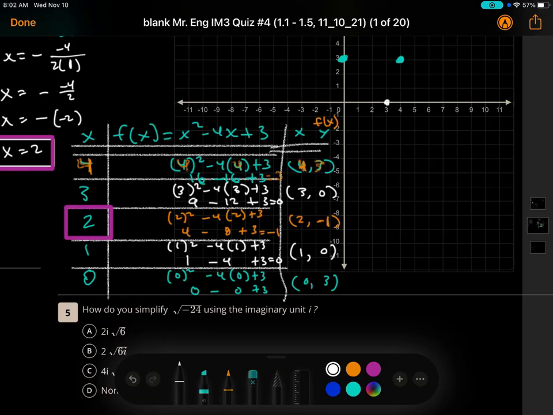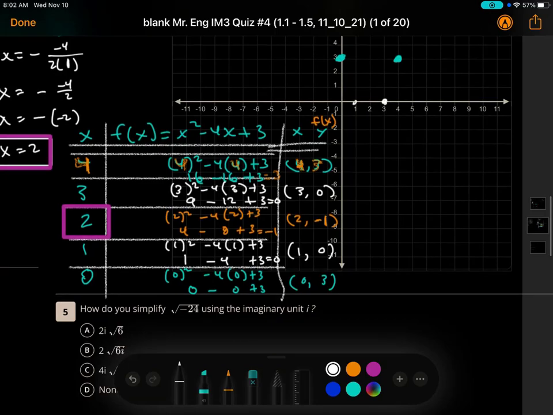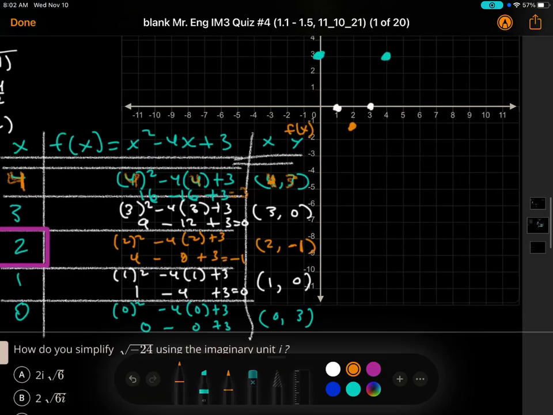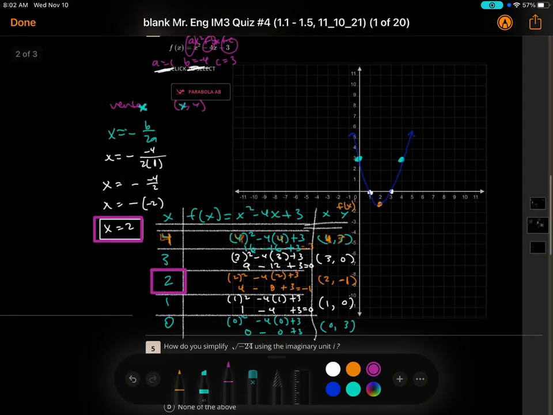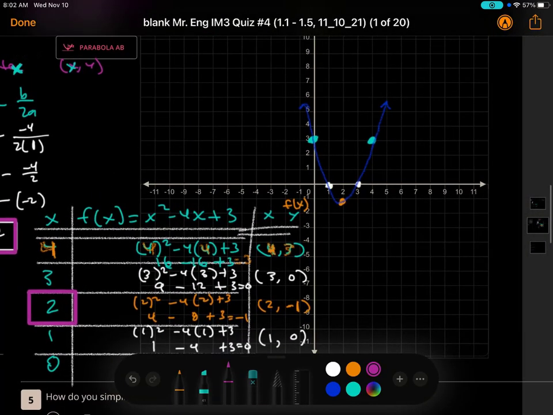3, 0. And 1, 0. And then the vertex, which is 2, negative 1, right 2 down 1. See how close I can get going through these. And then in pink, x equals 2. That was my axis of symmetry.